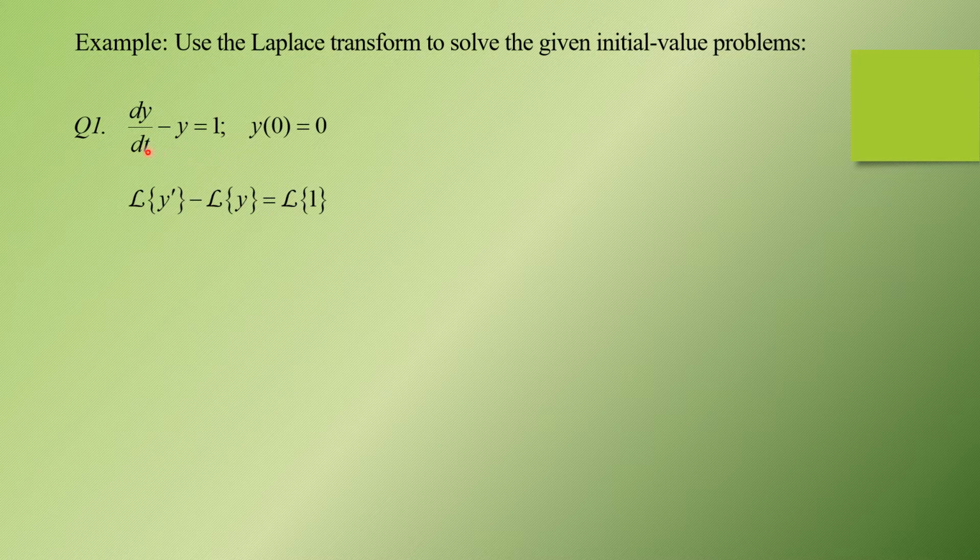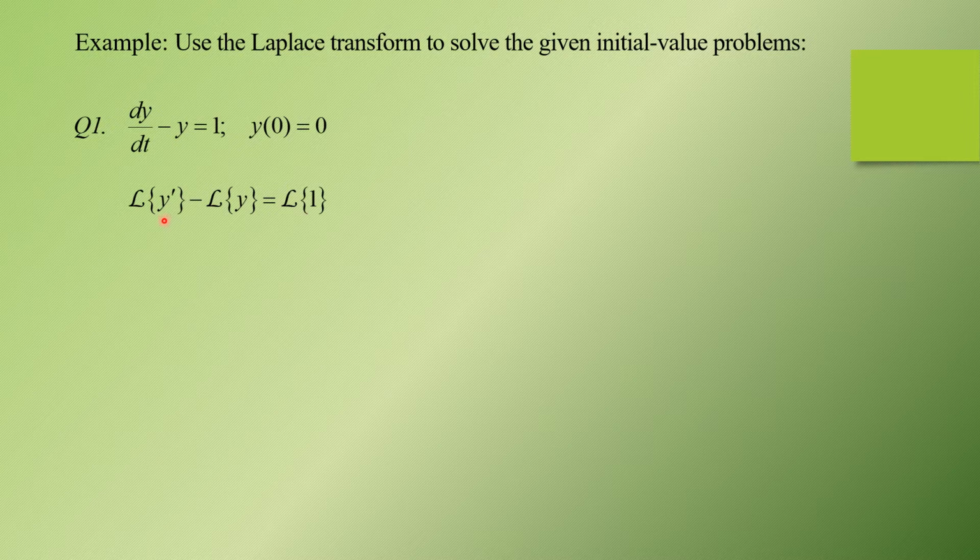The first term is dy/dt, which is the same as y prime. So find the Laplace transform of y prime, minus the Laplace transform of the second term, the Laplace transform of y, equals the Laplace transform of the function on the right side of the equation. In this case, the function is just the number 1, so find the Laplace transform of 1.